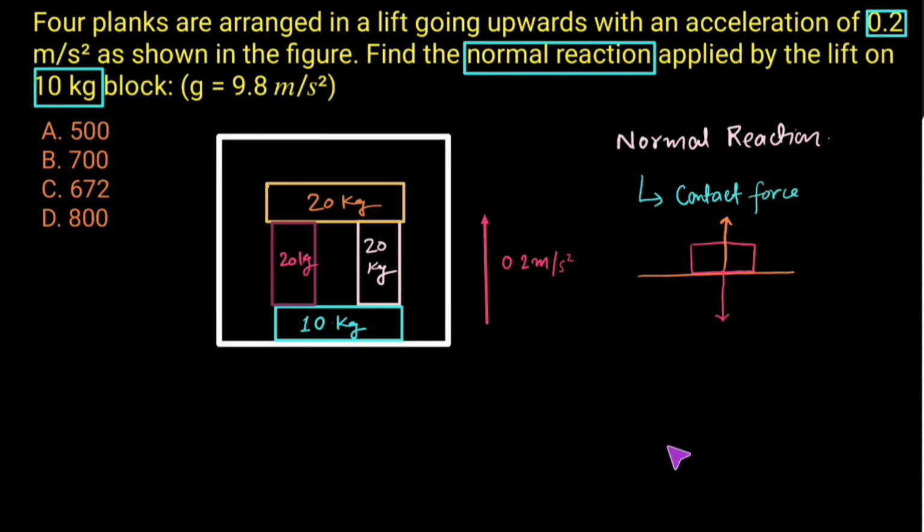Let's take another example. Suppose this is the corner of a room, and in this corner there is a block lying. As we can see, there are two contacts. The first one is this and the second one is this. So in both the contacts, the normal reaction will come into the picture.